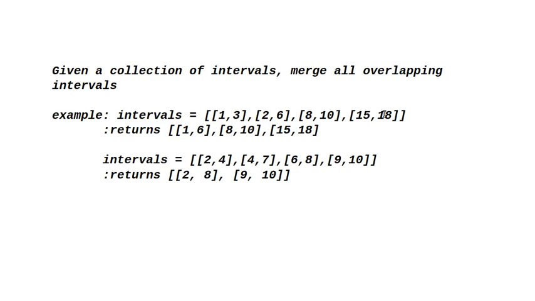And another would be 15 and 18. 15 isn't a subset of 8 and 10, it shouldn't be inside 8 to 10, so it remains as a separate interval. So when we merge, we'll have 1 and 6, 8 and 10, and 15 and 18.